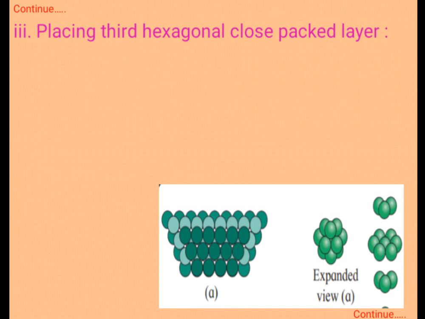Then the most important point, the placing of the hexagonal close packed layers. Before this, there are two layers, the first layer and second layer. The second layer is placed between the depressed part of the first layer. In this case, the third layer is placed in two ways. If the third layer is placed on the tetrahedral voids, then it forms the AB type of arrangement.